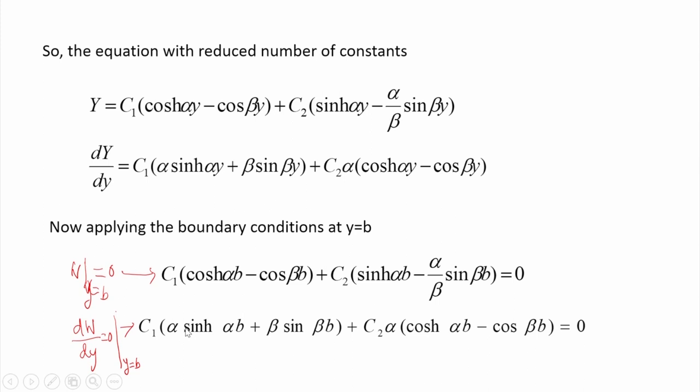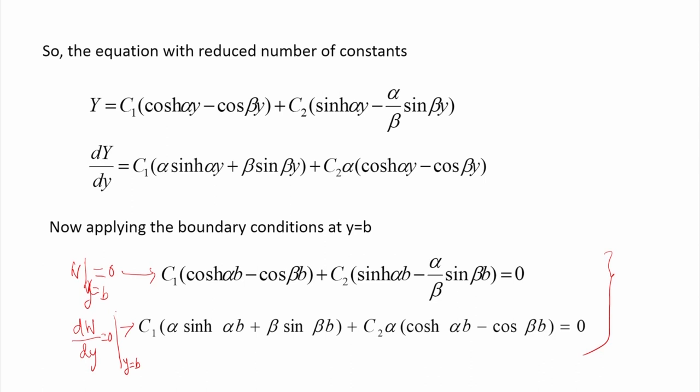So we are writing the equation as C1 alpha sin hyperbolic alpha b plus beta sin beta b plus C2 alpha cos hyperbolic alpha b minus cos beta b. These two equations are homogeneous, and in boundary value problems we generally encounter this type of equation. If two unknown constants are there, we must have two homogeneous equations. If three unknown constants are there, we must have three homogeneous equations, like that.